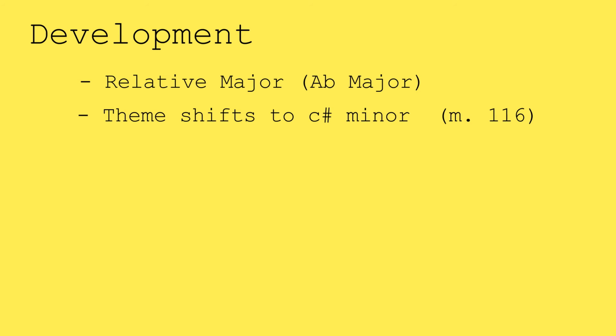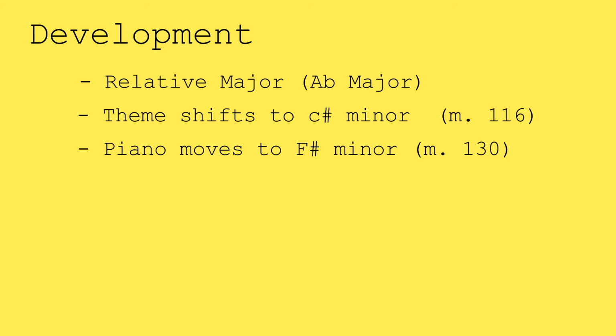After the exposition, the development pivots to the relative major of A flat. In measure 116, the lyrical theme shifts to C sharp minor as the clarinet carries on with syncopated rhythms. At the climax of the piece, the piano introduction moves to the key of F sharp minor.